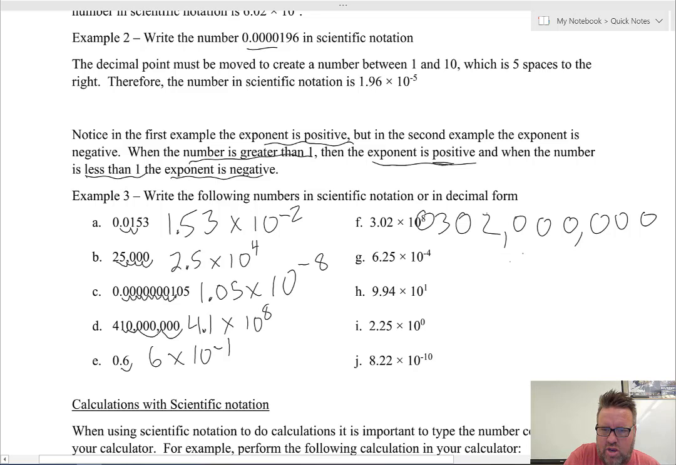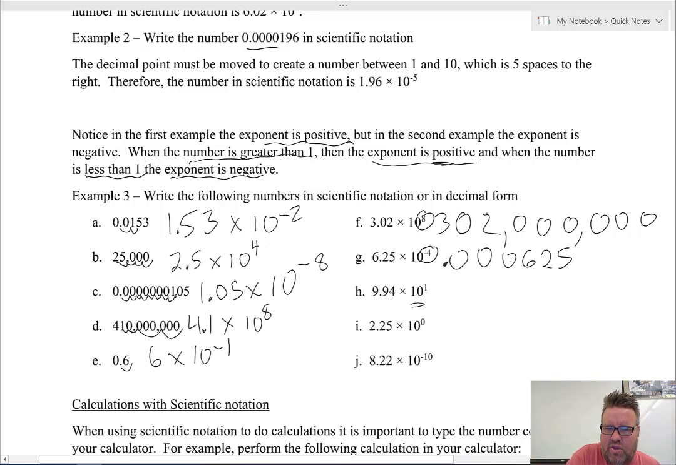Okay, letter G, we're going to start with 6.25, and we're going to move that decimal point 4 spaces, and because it's a negative 4, we're going to move it 4 spaces to the left. So 1, 2, 3, 4. Put that decimal point there. 0, 0, 0. I'm going to erase that decimal point from there. So it's 0.000625.